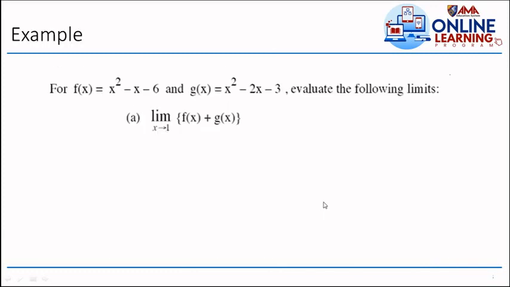Okay? So how we're going to define that one? Sabi dito, for the function f of x is equal to x squared minus x minus 6, and g sub x is equal to x squared minus 2x minus 3. Evaluate the following limits. Okay? So this is our example known sa functions of limits, no? You still remember how we're going to solve this one.